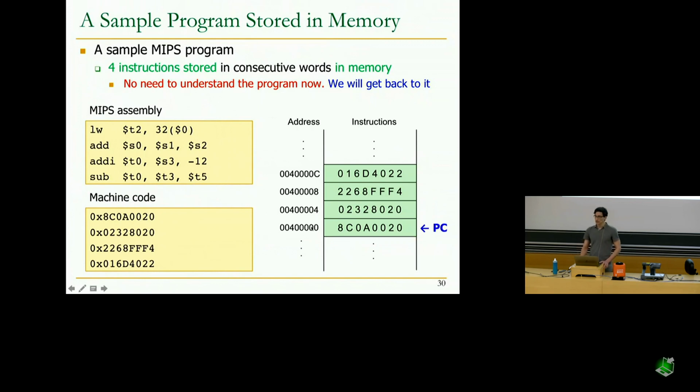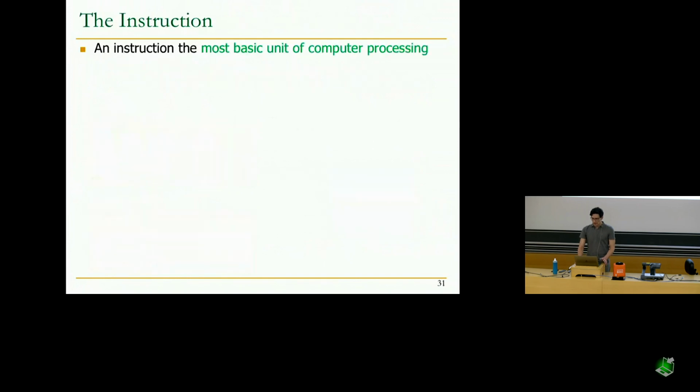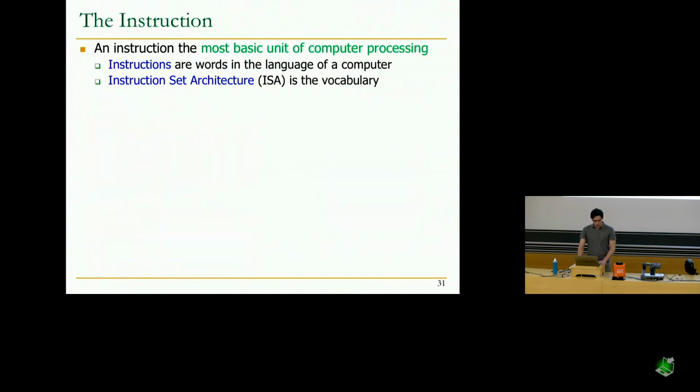When the program starts the execution, the program counter points to this first instruction. When we start executing instructions, the program counter increments, right? Okay. So let's start talking about the instructions more in detail. The instruction is the most basic unit of computer processing.